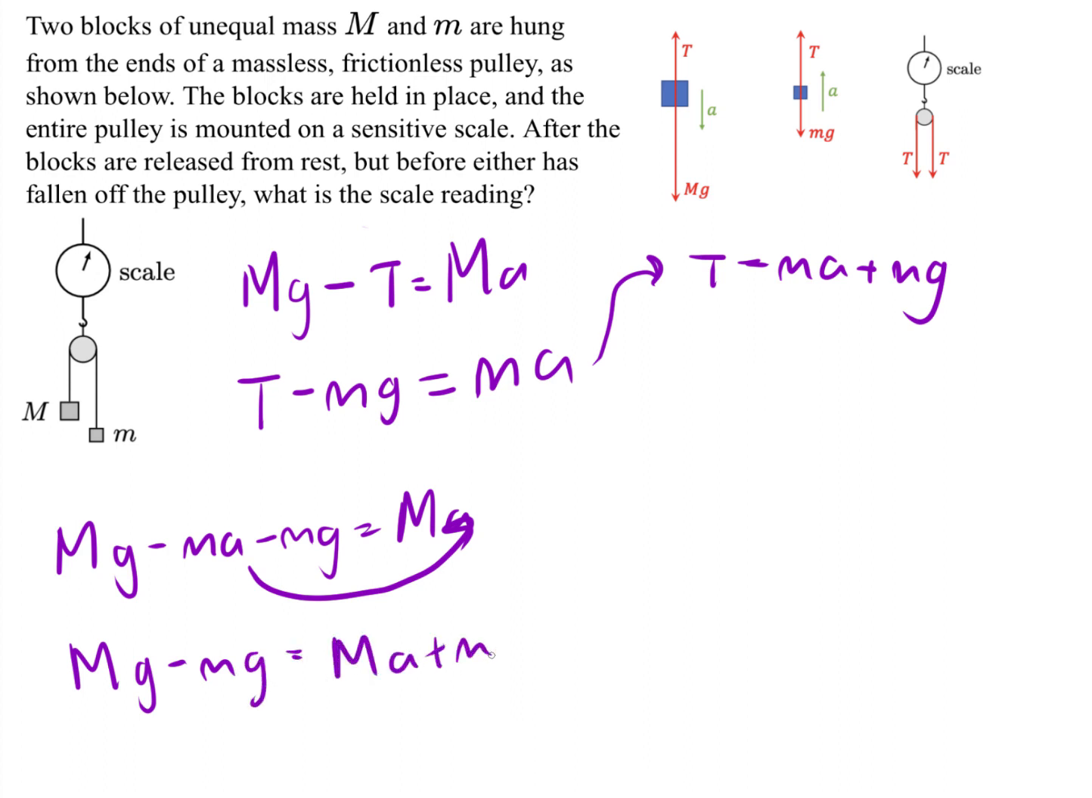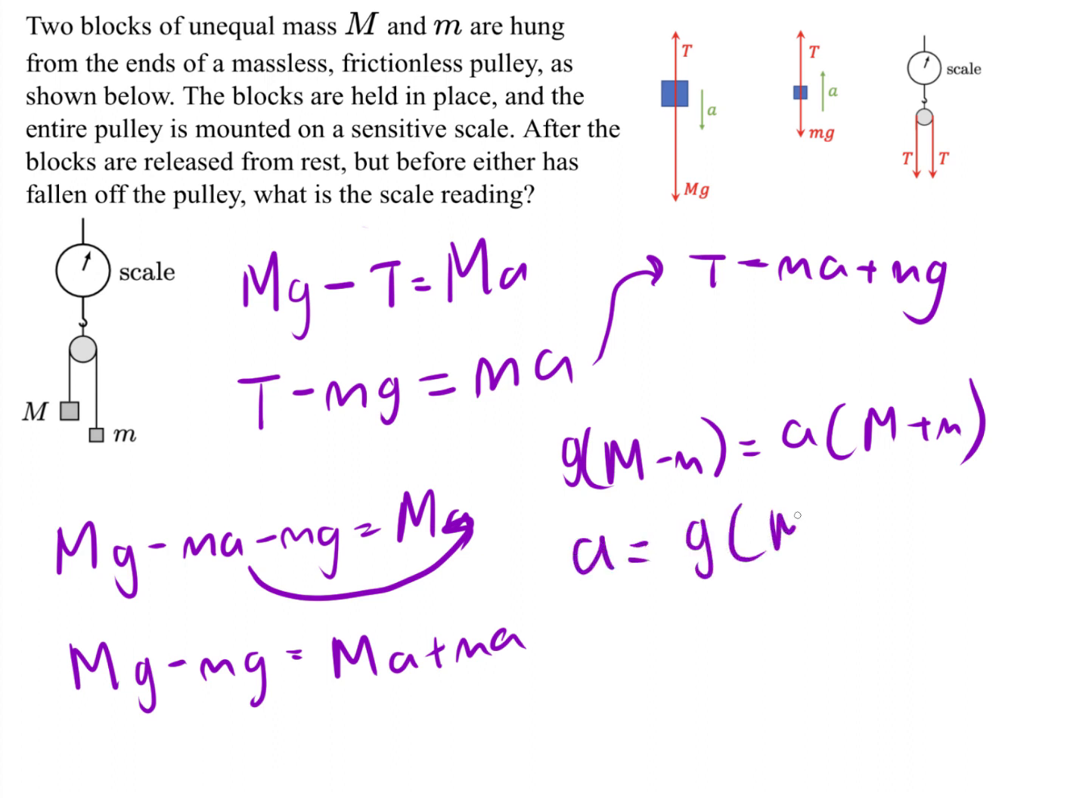You get something like this. Now all you need to do is factor out the gravity and the acceleration. And now you just need to simplify and solve for the acceleration. And then you should get that the acceleration is equal to this right here. It's equal to the gravitational acceleration times the large mass minus the little mass divided by the large mass plus the little mass.